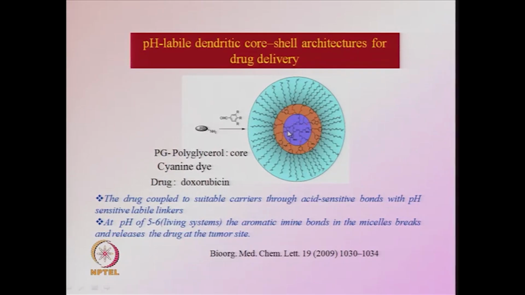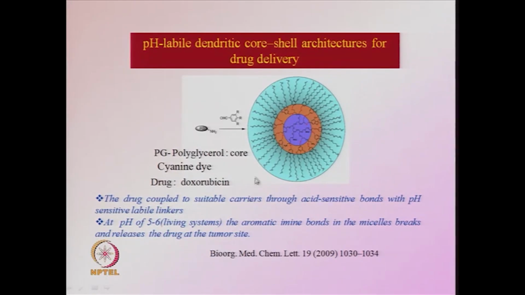And what happens at a certain pH, at pH around 5 to 6, which we said is present in the living cells, in the living systems, the imine bond actually breaks. When the imine bond breaks, then the drug which is in the core is released. So, the drug is released at the tumor site where the pH is around 5 to 6.